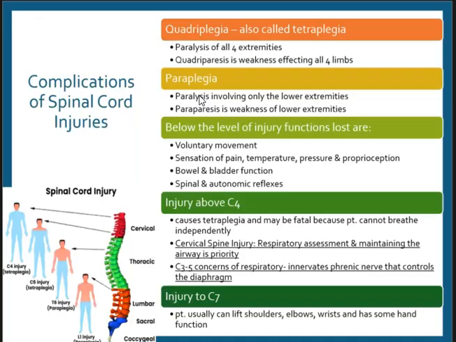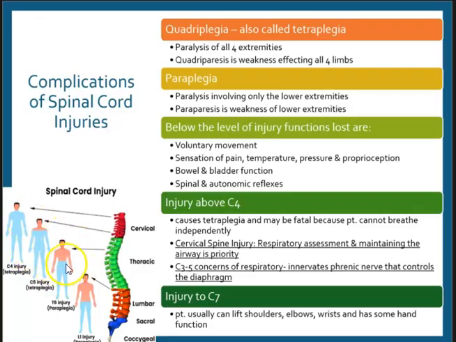Now your complications of spinal cord injuries. Quadriplegia, also called tetraplegia, is paralysis of all four extremities. Quadriparesis is a weakness affecting all four limbs. Paraplegia, paralysis involving only the lower extremities. Paraparesis is weakness of the lower extremities. So weakness versus paralysis. So cervical injury will be tetraplegic or quadriplegic.